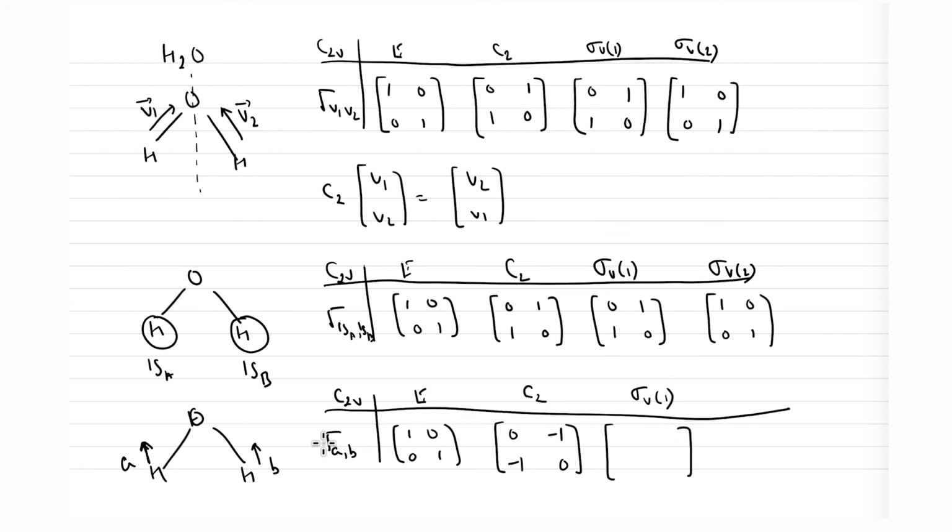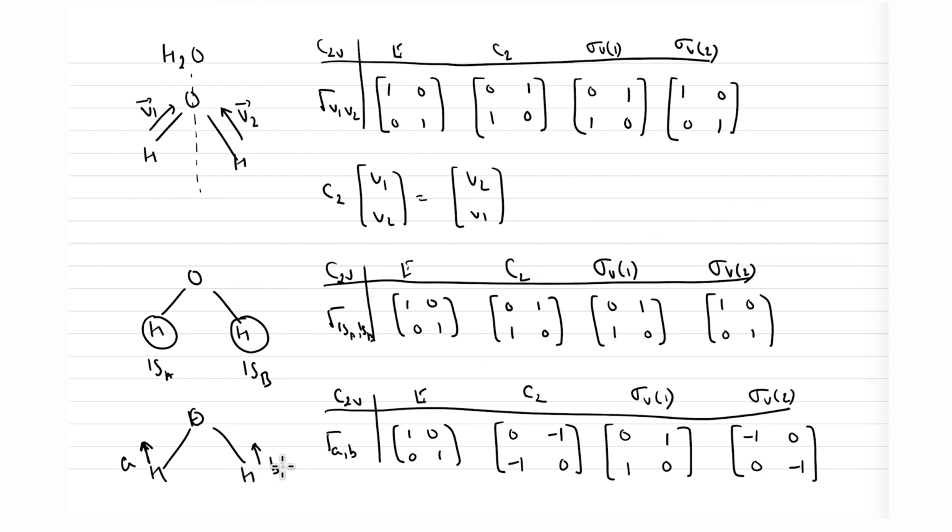Now let's write for sigma V1. For sigma V1, A will be replaced with B without any change in the direction of the arrows, so we'll write 0 1 1 0. And for sigma V2, A will not be replaced with B, but A will change its direction. So it will be a negative unit matrix. So A remains at A but changes its sign by doing sigma V2. Similarly, B remains at B but changes its sign.